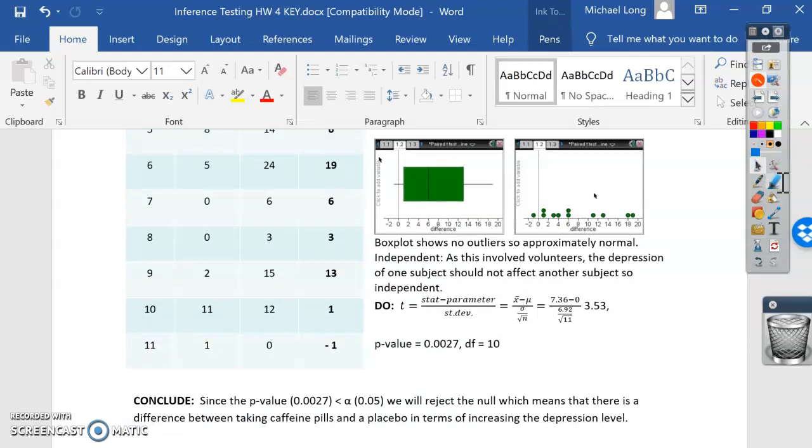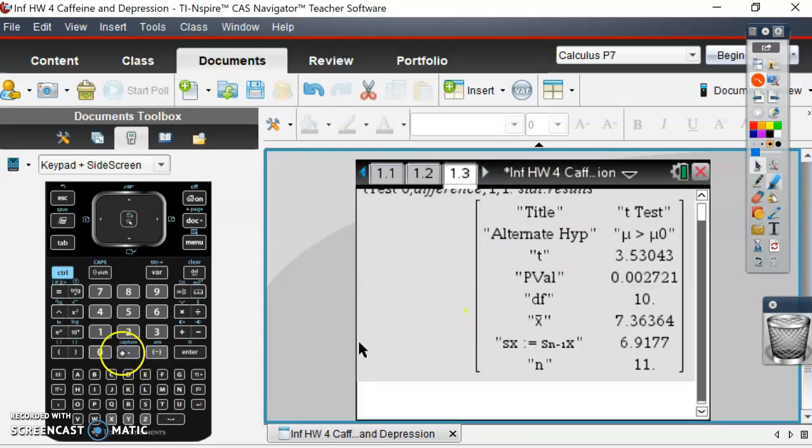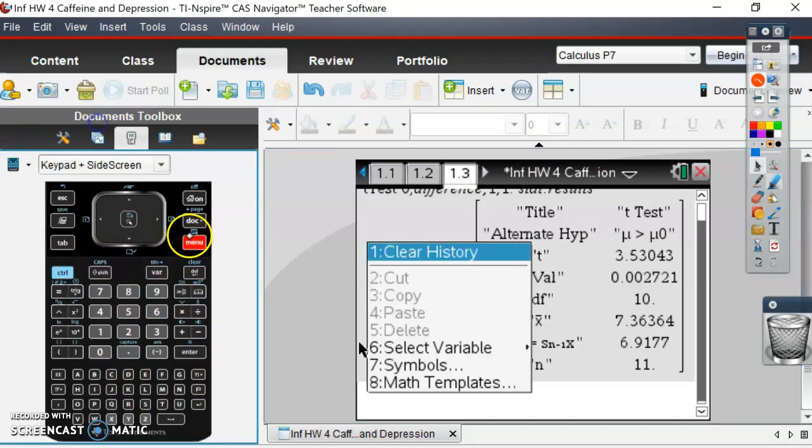Okay, so again, three formulas: words, symbols, and numbers. So the words, remember, is in your formula sheet, stat minus parameter over standard deviation. Formula, again, it's on your formula sheet. And then here is the numbers. Now, I'll show you on the calculator where I got the numbers from. When I did here, let me clear this out so you don't see this.